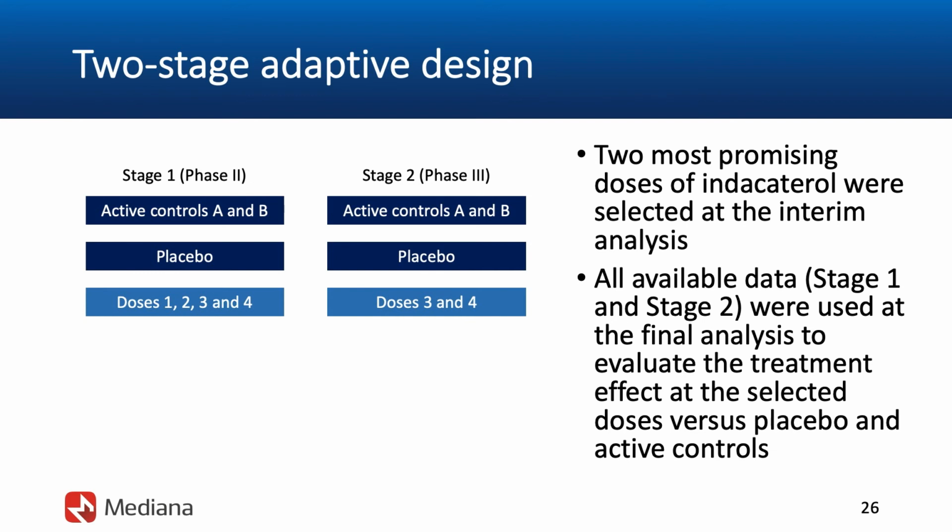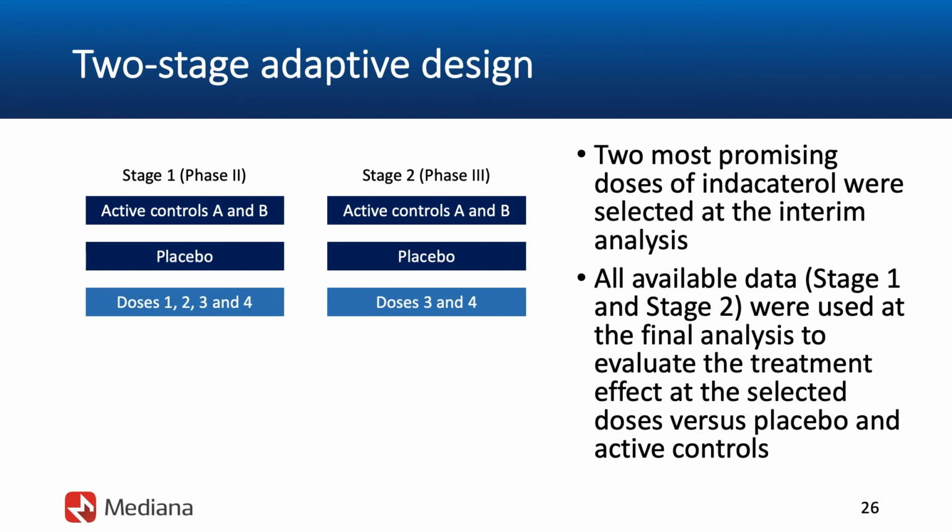And the most important feature of this type of a 2-stage adaptive design was that all available data, stage 1 and stage 2 data, were pooled for the selected doses of the experimental treatment, and that all available data were used at the final analysis to perform a reliable assessment of the efficacy as well as safety profile of the selected doses to the available controls.